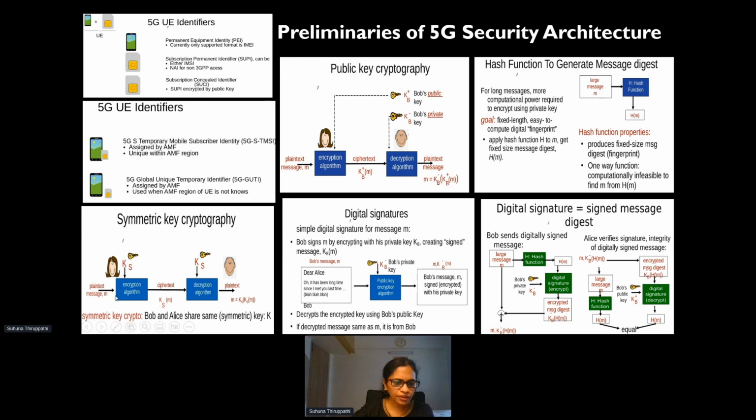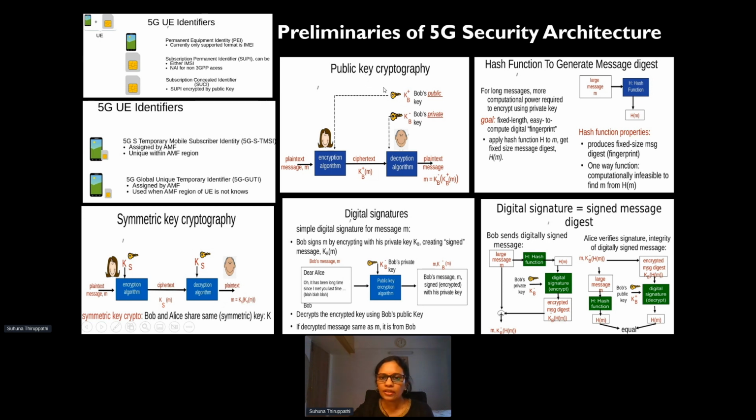Using the key and the plain text message, with the encryption algorithm, the message gets encrypted and that encrypted message is sent over to the receiver. Using the same key, the receiver decrypts using the decryption algorithm and gets back the plain text message. Similarly, this is the symmetric key, where the same key is used between the sender and receiver.